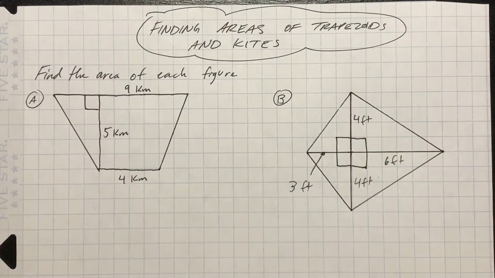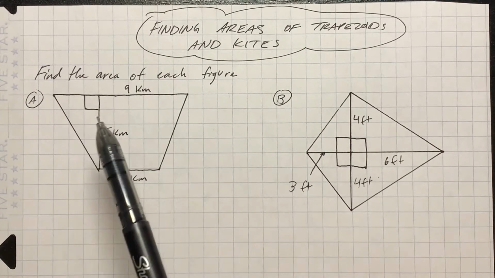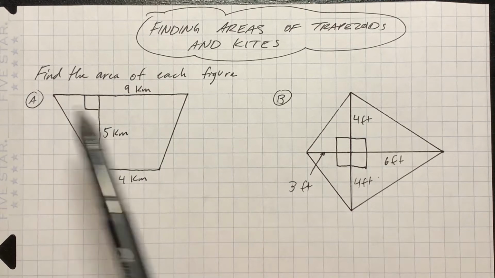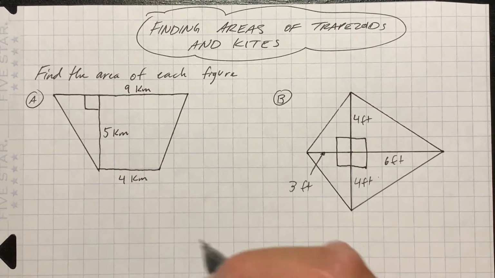With this example, we're going to find areas of trapezoids and kites. Our directions here tell us to find the area of each figure. Here, this geometrical shape is a trapezoid for problem A, and problem B is a picture of a kite. So let's focus on problem A here.